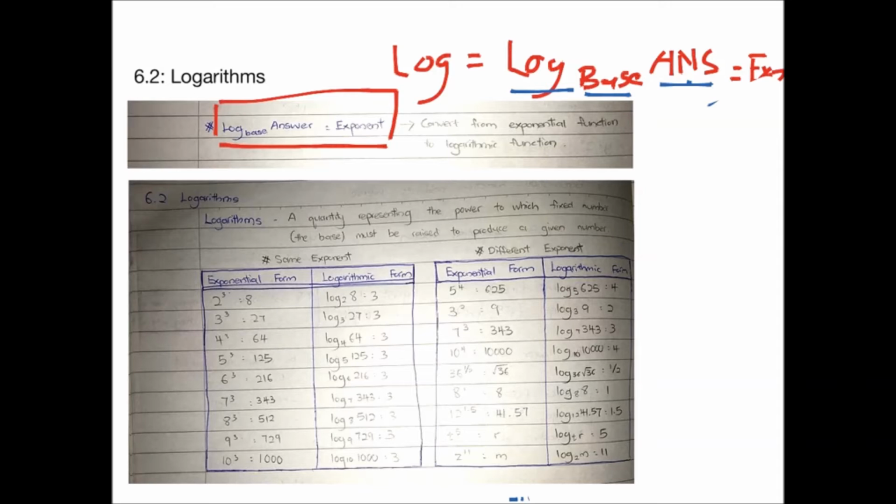Okay, so always remember that in log form, the answer is always the power of the exponential form. And in log form, the base is always the base of the exponential form. Also, the answer, the 8, is always beside the bigger number, like the bigger number beside the base.